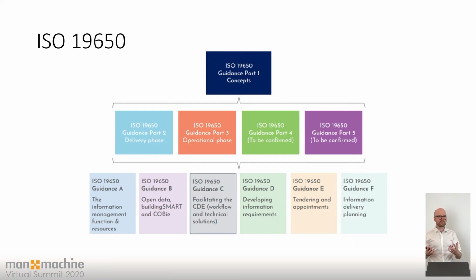So talking about industry trends and BIM, one thing I'd like to mention is the ISO 19650, which we've already done a lot on today. The one that's specific to this demonstration is Guidance C, facilitating the common data environment workflow and technical solution. So if you're interested in looking at ISO 19650 in relation to common data environments and a bit of guidance and help, it's a great place to go. It's actually free from the UK BIM Alliance website, and it's just a part of what's going on at the moment in the industry in terms of pushing these new technologies.